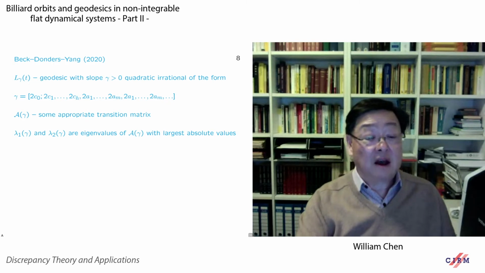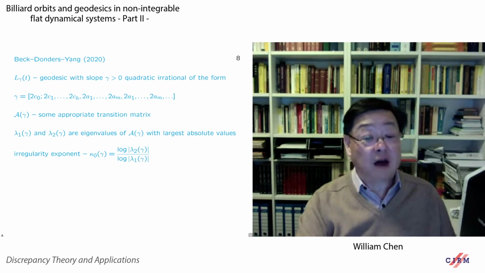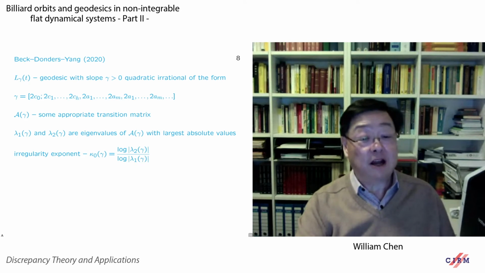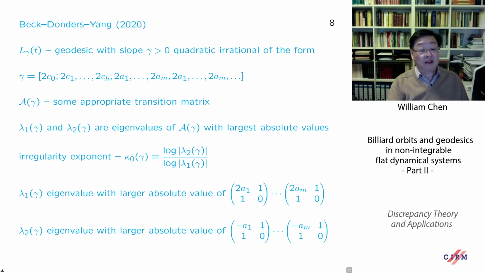And they can consider some appropriate transition matrix, and lambda 1 and lambda 2 are the eigenvalues of this matrix with the largest absolute values. And using these two eigenvalues, they can calculate this quantity kappa naught, which is called the irregularity exponent. And there is a simpler way you can find these eigenvalues, lambda 1 and lambda 2, given here. They are eigenvalues of smaller matrices.